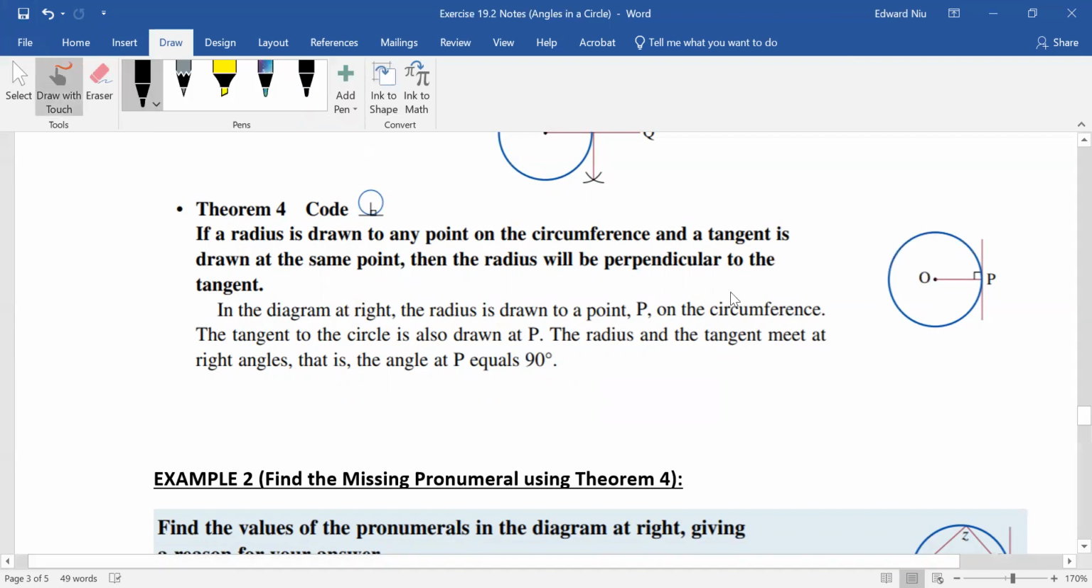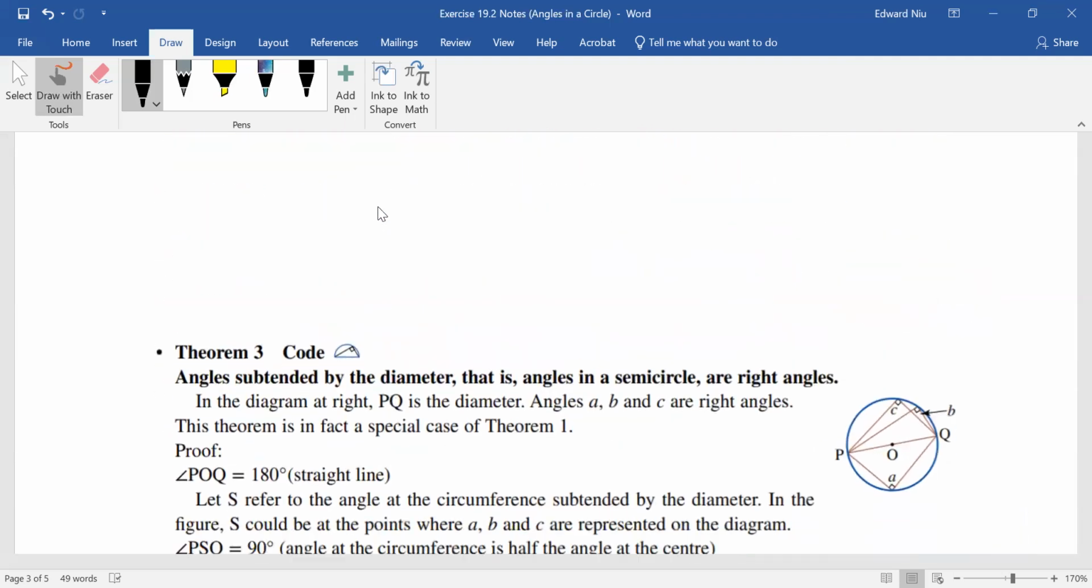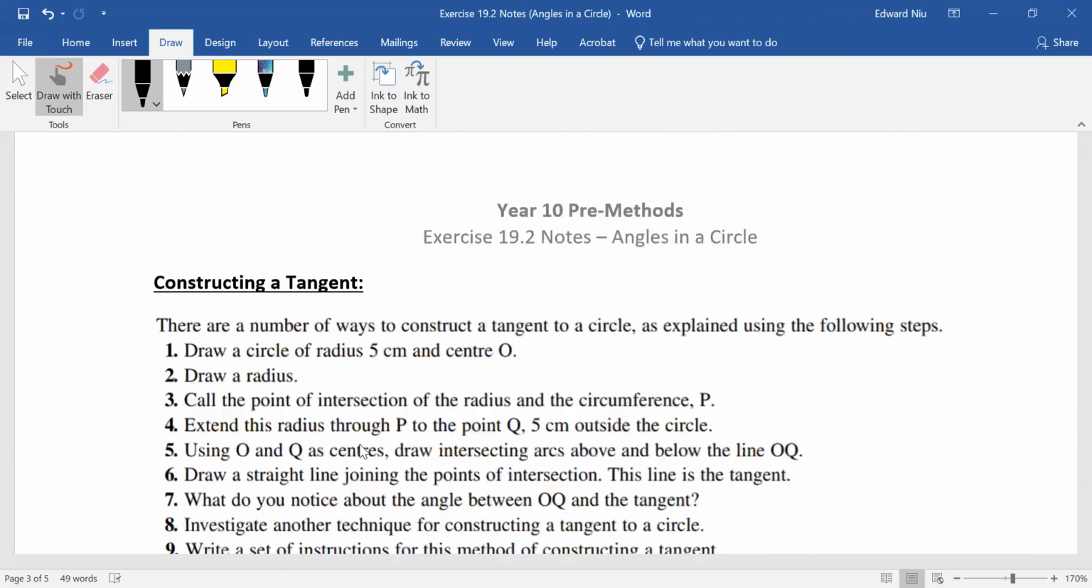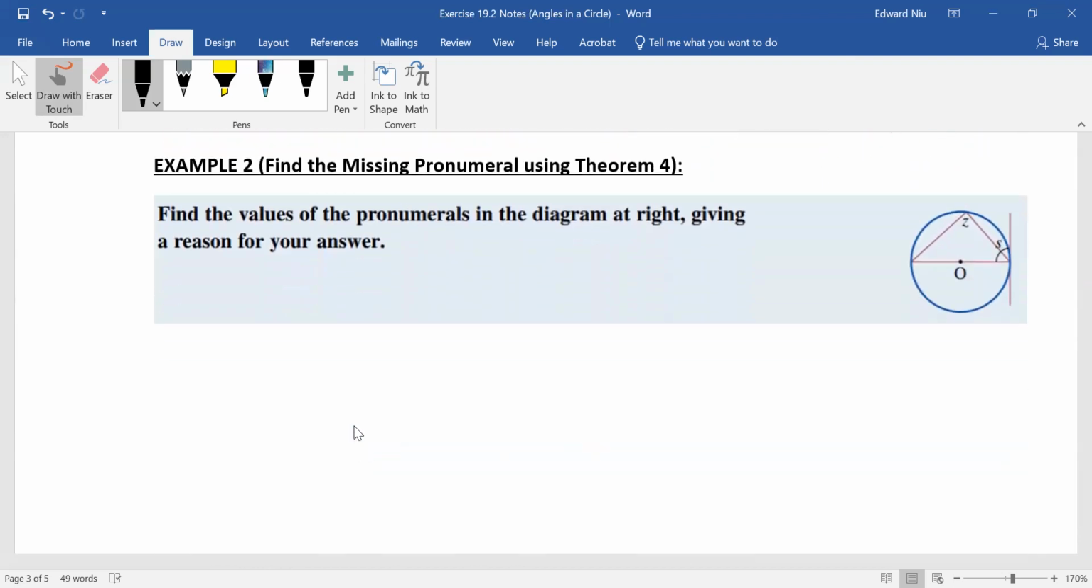But whenever a tangent connects to the circle, that connection point is going to be a right angle. And that's what we call the tangent being perpendicular to the radius. And that's theorem 4. You can see this little tangent line with the perpendicular line as the radius. Previously, up here, we had the right angle with the semicircle. So, find the values of the pronumerals in the diagram at the right, giving a reason for your answer. So just using theorems.